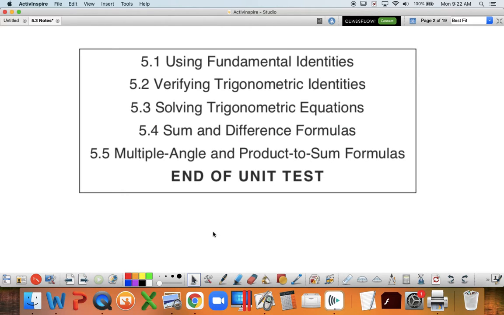You'll notice that this is kind of our halfway point through the unit. We've done 5.1 and 5.2, which was verifying and using those trig identities. Today is definitely a very different type of approach. We're still going to be doing a lot of algebra to solve these, but we're going to tie it all together with what we know about trigonometry so far.